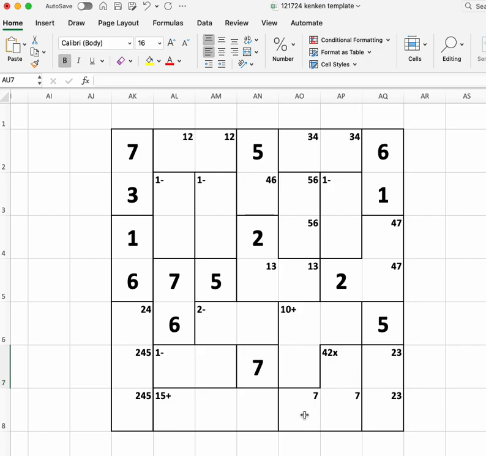Anyway, we were dealing with this. How do you make 15 if you can't use a 7? Six, 5, 4. Is it only 6, 5, 4? Oh. Yeah, I think it is.